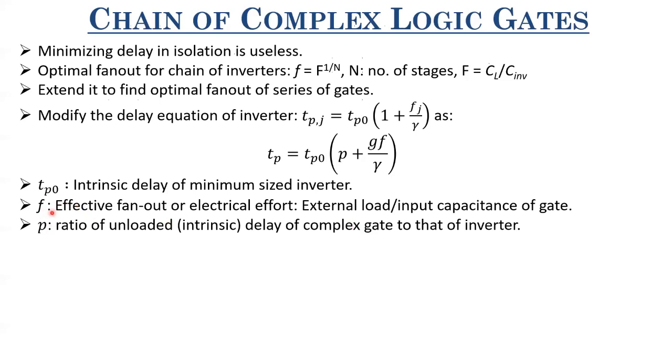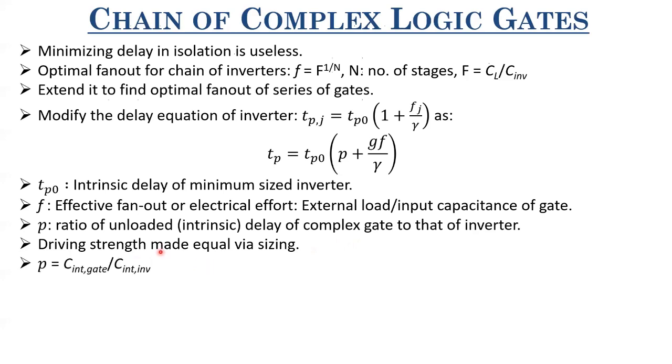But here, this P factor simply represents the ratio of the unloaded or intrinsic delay of the complex gate to that of the inverter. Now, we know that we have made the driving strength, or the equivalent resistance, equal to that of the minimum size inverter via sizing. So if the R equivalent is the same for both, then what can you say about P? P, the ratio of intrinsic delay of the complex gate to that of the inverter, is simply C int of that gate divided by C int of that inverter. So it's basically the intrinsic capacitance of the gate divided by the intrinsic capacitance of the minimum sized inverter. This is how we define this parameter P, and this P times TP0 determines the intrinsic delay of the complex logic gate.